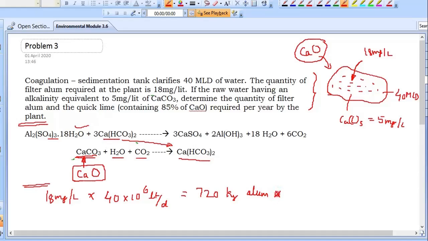If they are asking per year, then I multiply by 365, and I will get 262.8 tons. Okay, the first problem is very direct and short: determine the quantity of filter alum. But the second question is very important.